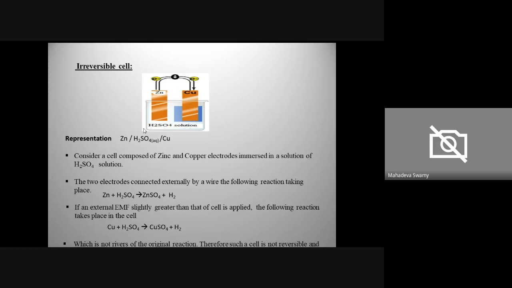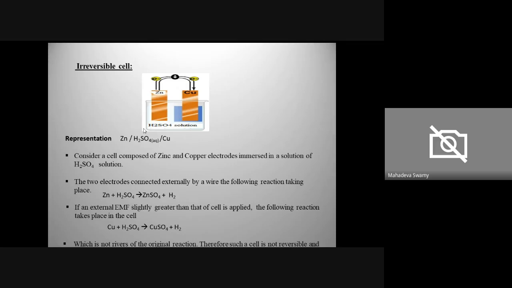Then if an external EMF slightly greater than that of the cell is applied, the following reaction takes place. What happens if you apply an external EMF to the cell? Again, same as your previous concept, the cell produces some amount of volts. If it produces 0.5 volt and you give 0.6 volt, then the reverse reaction should take place. Reverse is nothing but the other electrode reaction happening first, then the zinc reaction later. Cu plus H2SO4 gives CuSO4 plus liberation of hydrogen gas, which is not the reverse.